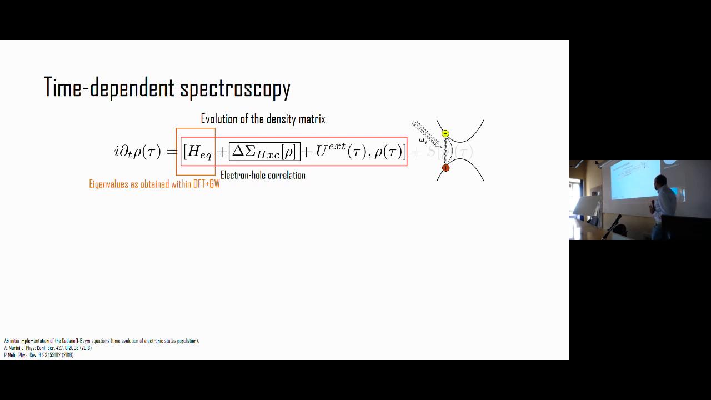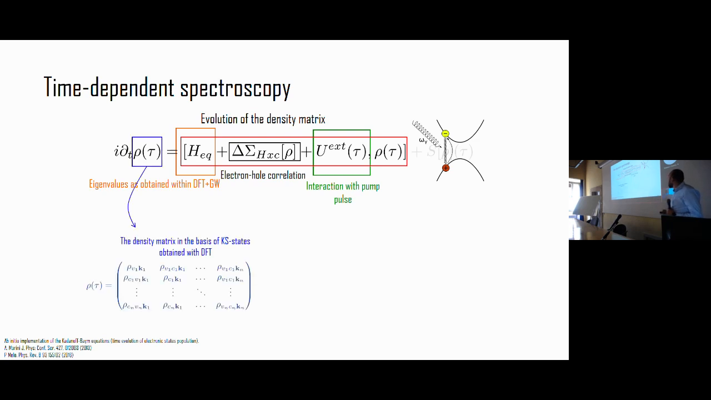Then you can put the electron-hole correlation that will depend on time. And here you can put the interaction with the pump pulse. And this is, let's say, general, so you can put any kind of pump pulse. And this will be very useful for the experiment that we are going to present.